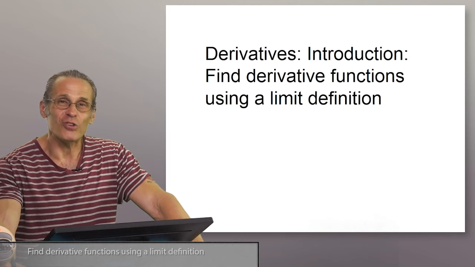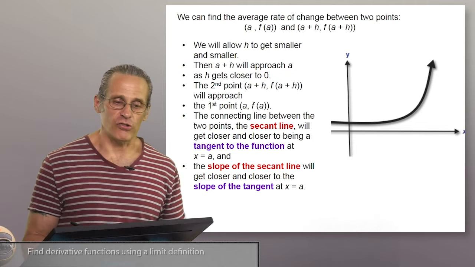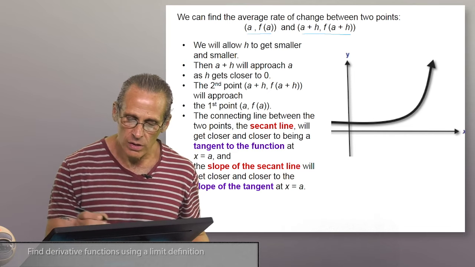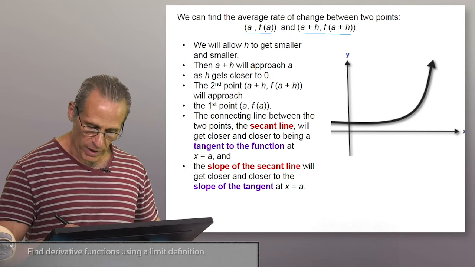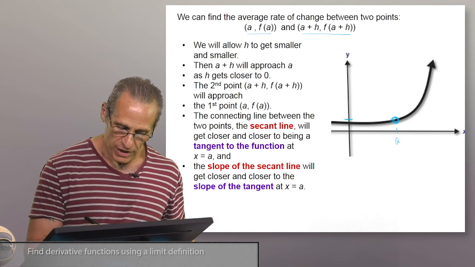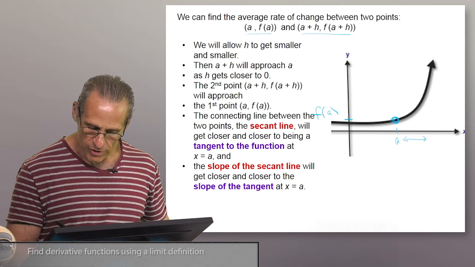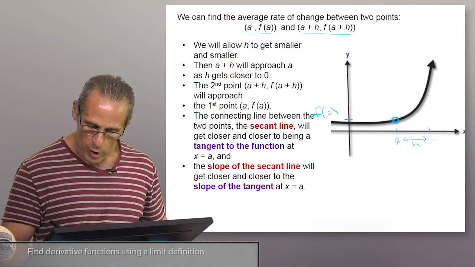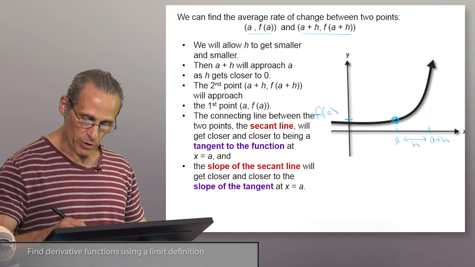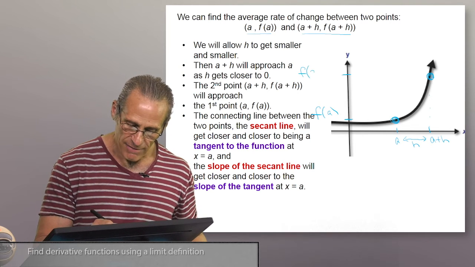Find derivative functions using a limit definition. We're going to find a derivative function by taking a look first at an average rate of change between 2 points on a graph. One point is given by a, and if I go ahead and mark the point, the y-coordinate is f of a. Now the other point will be h units from a. Well, that would mark a plus h as the x-coordinate. And if I come up to the graph, the y-coordinate, well, that would be just f of a plus h.